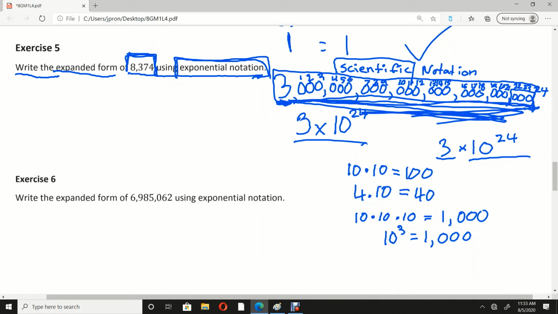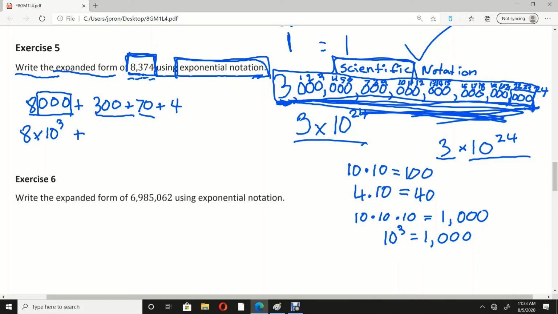So what we have here is 8,000 plus 300 plus 70 plus 4. So what we're going to do is take each one of these values and rewrite them in scientific notation. So here we have 8,000, so we could write that as 8 times 10 to the third power, because there are 3 zeros here. Now, again, if you're a scientist, you wouldn't do that, but that's fine. We're doing this. You're doing it with me.